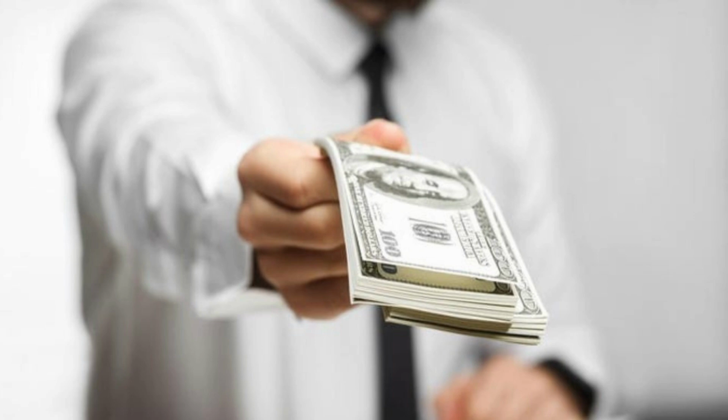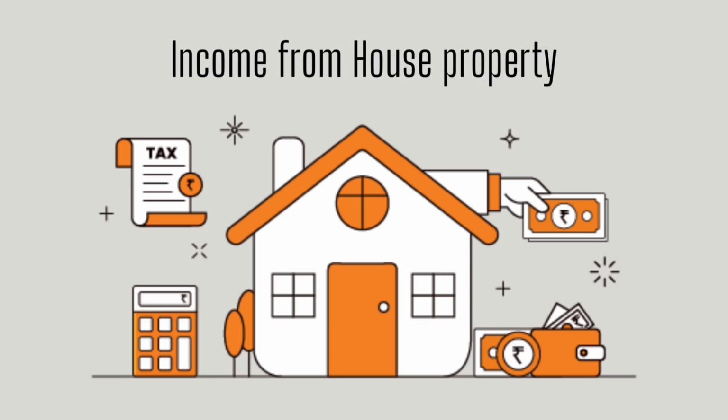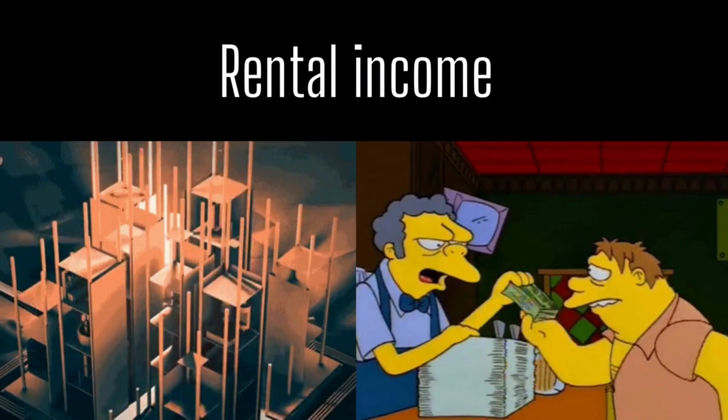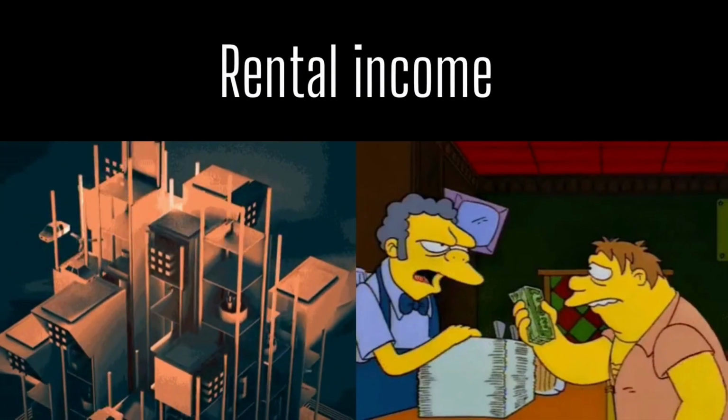And the next head is income from house property. Any individual's income from his or her property or land is taxable under the head of income from house property. To put it simple, this head includes the policy for calculating tax on rental income that you receive from your properties. The tax amount charged is not acquired from the amount of rent that is received but rather from the property or land as a whole.